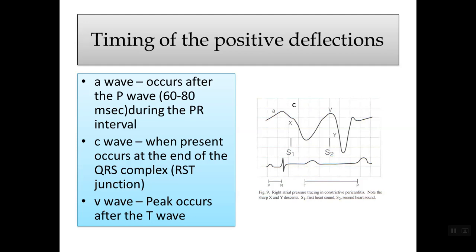Timing of the positive deflection. The A wave occurs after the P wave, 60 to 80 milliseconds after. So remember that the electrical phenomena occur first, followed by the mechanical phenomena. Of course, electricity is much quicker, so it's during the PR interval that you see the neck wave, the A wave. The C wave, when present, occurs at the end of the QRS complex. And the V wave peak occurs after the T wave. That's electrical. Okay.